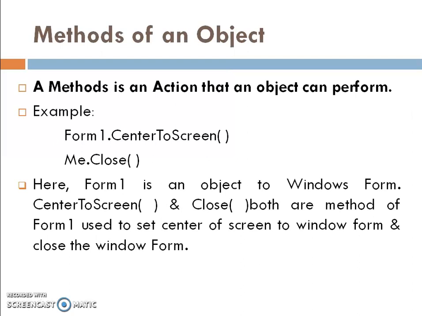Then the method of an object. A method is an action that an object can perform. Like the example, Form1.CenterToScreen, then Me.Close. Here Form1 is our object name, then CenterToScreen and Close are our method names. They represent the methods of Form1. Me.Close means it closes the window form. And the CenterToScreen method is used to display our form at the center of the screen.